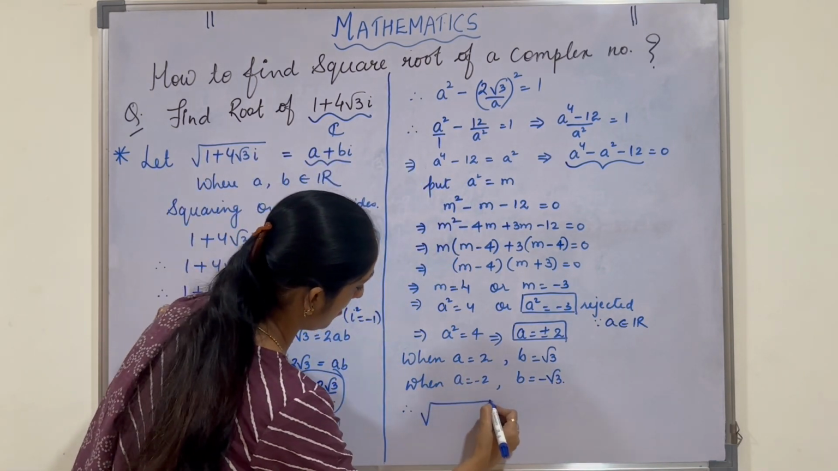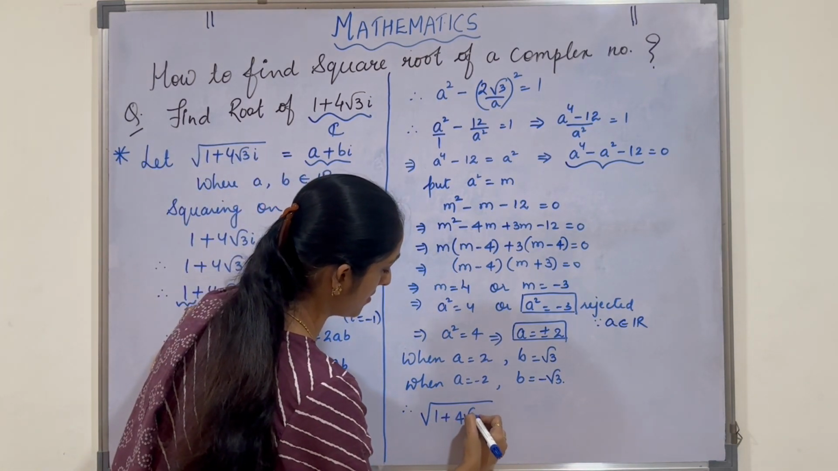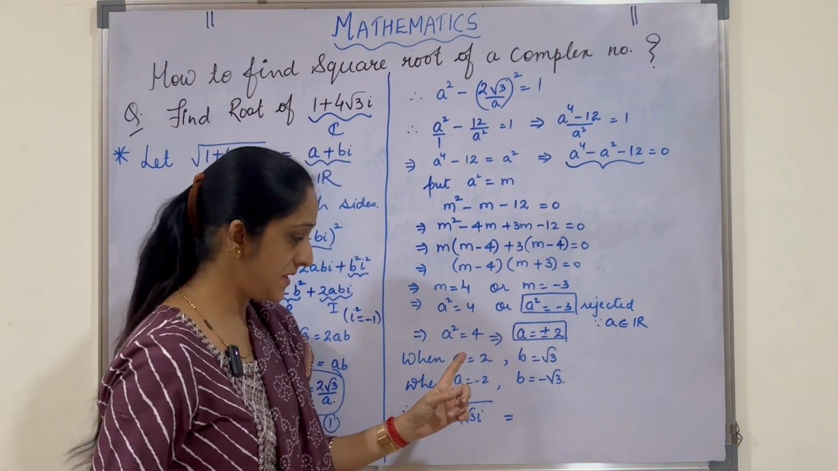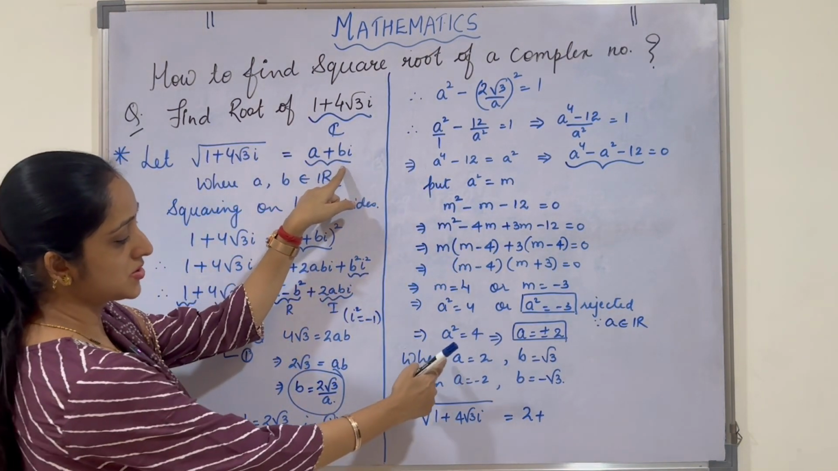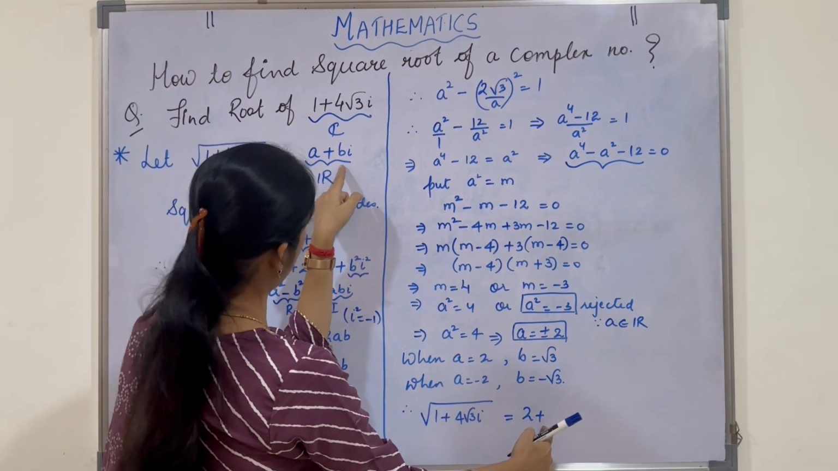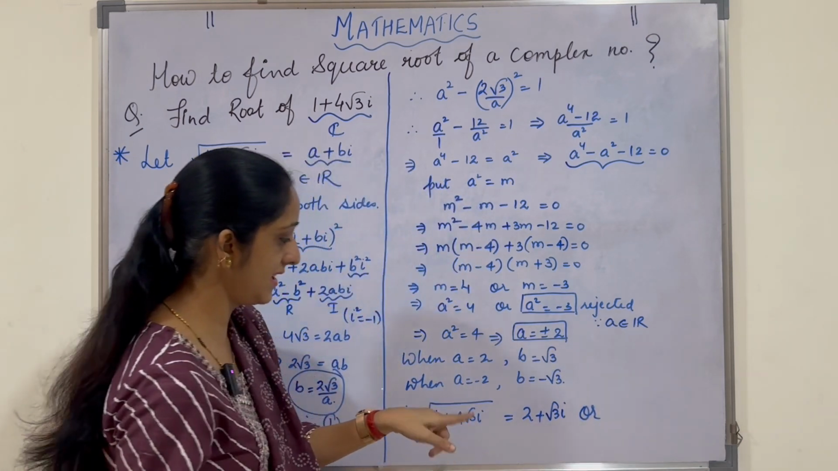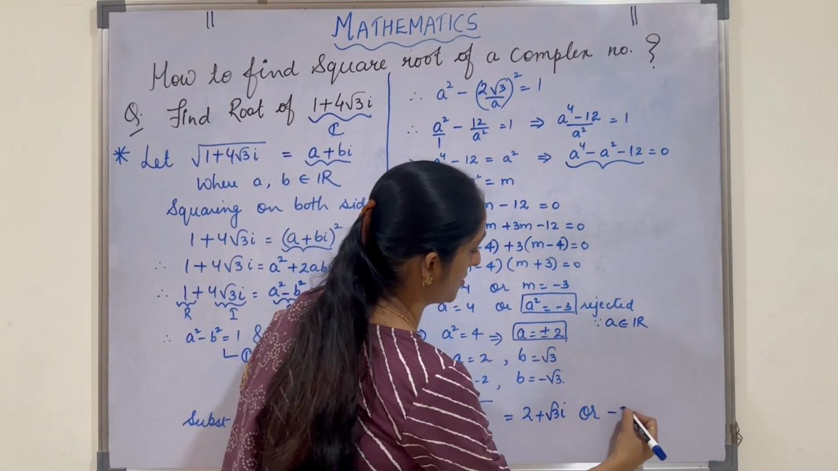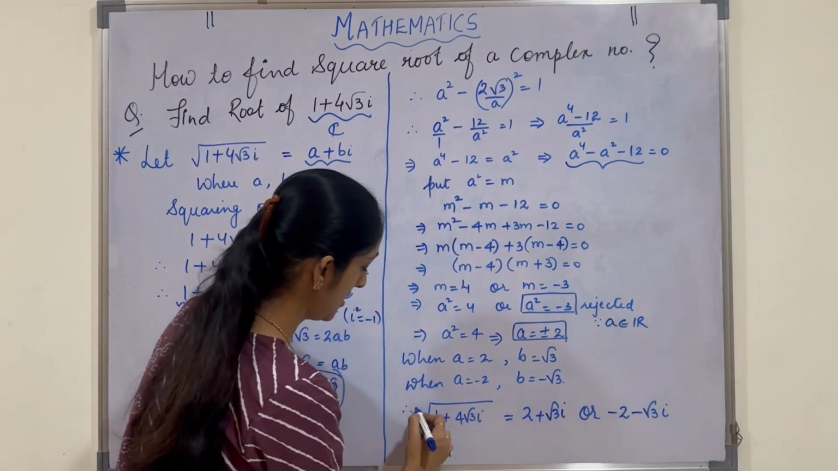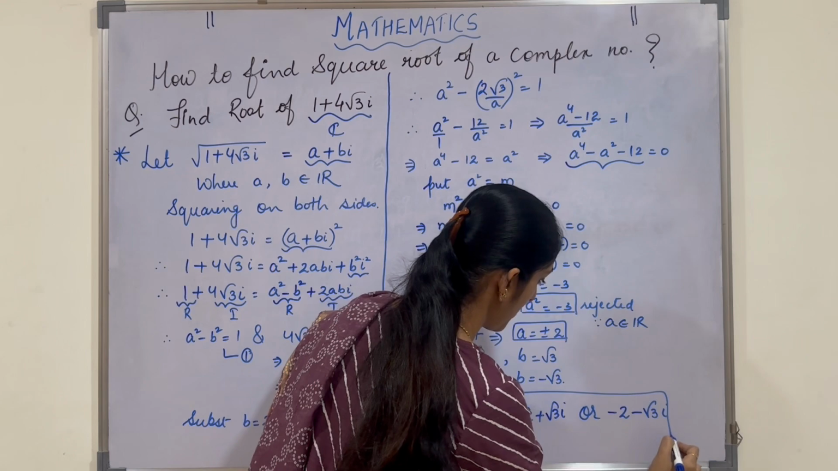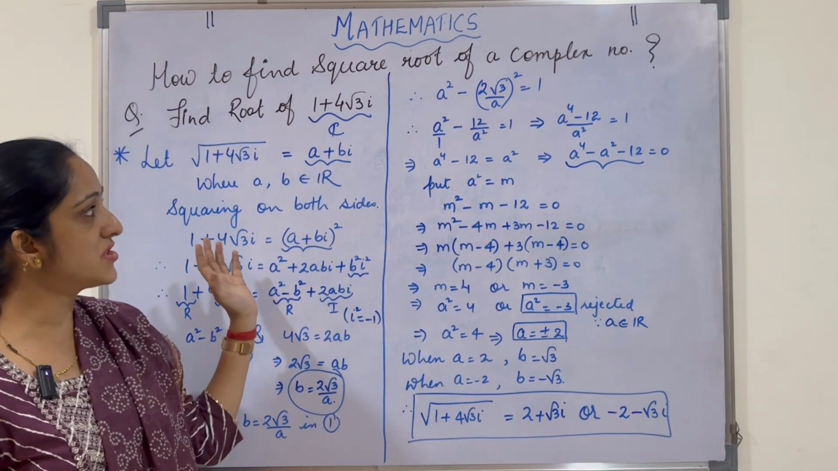Therefore, root of the number which we were finding, 1 plus 4 root 3i, will be 2 plus, see it is a plus bi form. So a is 2, so 2 plus, then b is root 3 times i, or second root is when a is minus 2, b is minus root 3, so minus 2 minus root 3i. So this is how we find square root of any complex number. So this procedure can be generalized.